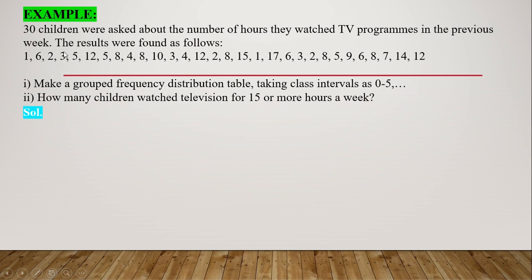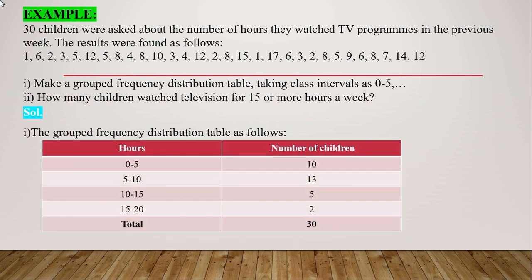From this, we want to make a grouped frequency distribution table, taking the class interval as 0 to 5, 5 to 10 and so on. The second one: how many children watch television for 15 or more hours a week? For the first one, we want to arrange in a column to make a frequency distribution table. The required frequency distribution table is as follows, in a grouped manner: 0 to 5, 5 to 10, 10 to 15, 15 to 20.